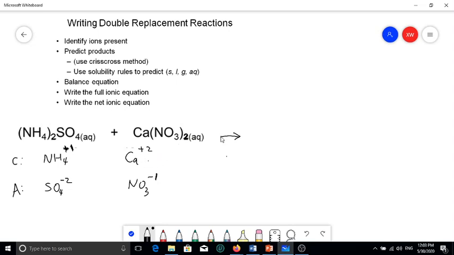Now for the products, you're going to use the same ions. The charge and everything will be the same. Just cross-link the cation with the other anion. And then again, be careful when you write them together. Be careful to balance the charges as well. So you can't change what they are.